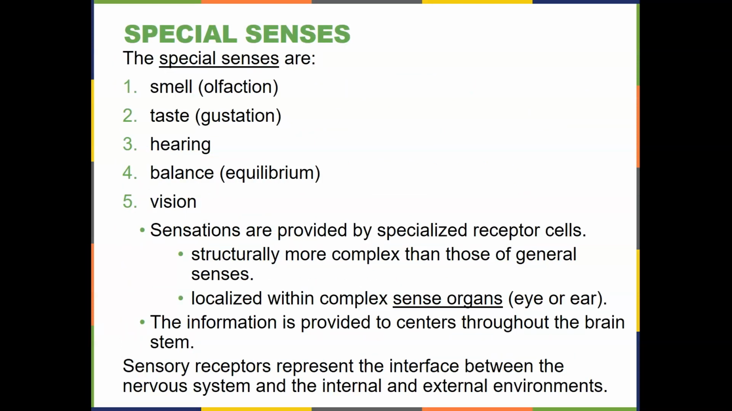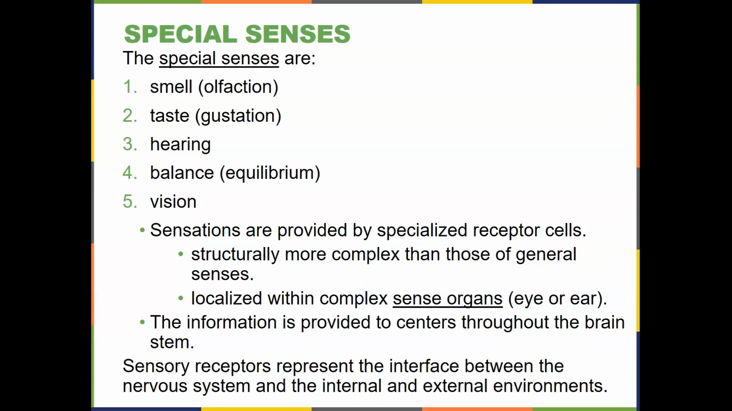Those are the general senses. Now, the special senses are what we're really going to focus on today. Smell, which is olfaction, taste, which is gustation, hearing, obviously, balance, which is also called equilibrium, and vision. Smell is detected by our olfactory system, or olfactory neurons, whose dendrites dangle down through the cribriform plate. Taste, or gustation, is associated with our tongue. Hearing, we're going to talk about the cochlea and the inner ear. Balance is the vestibular system, which is real close to the cochlea, also in the inner ear. And then vision, we're going to talk about the structure of the eye.